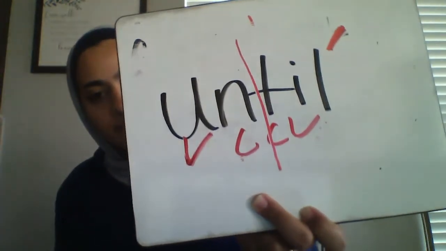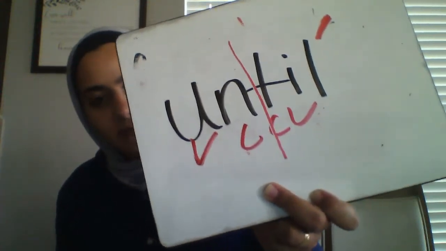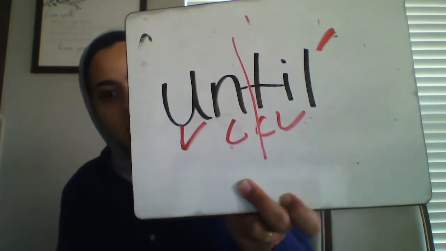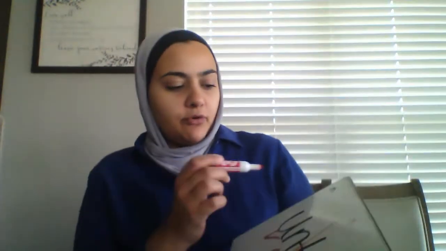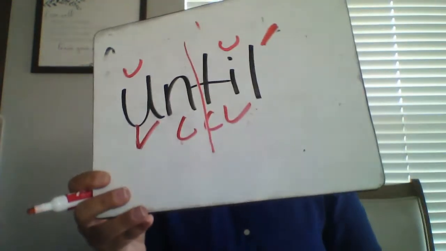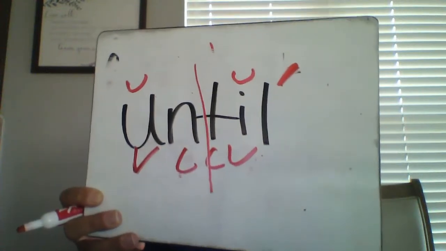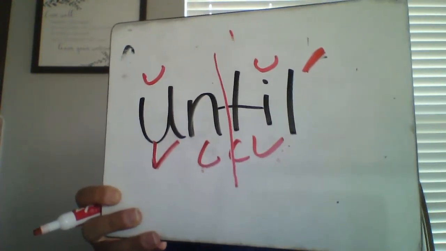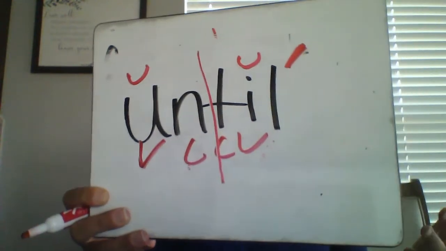All right, are we done? Nope, we have two vowels that need to be coded. Until. The U and the I both need breves because they are both short vowel sounds, right? One way to practice dividing VCC words is to divide nonsense words or even made up words, okay?